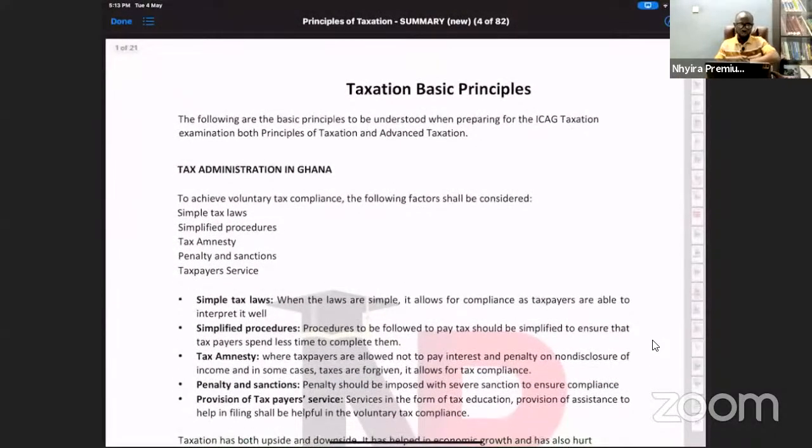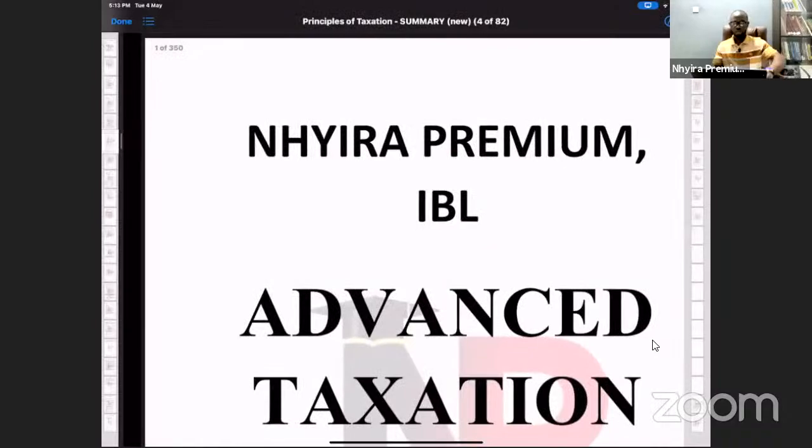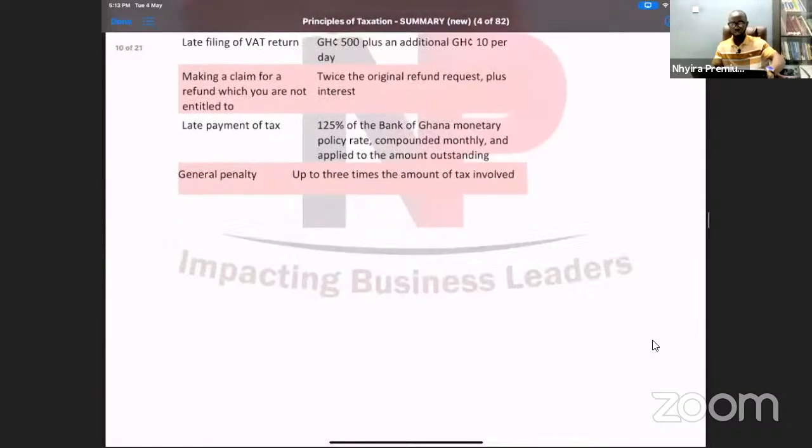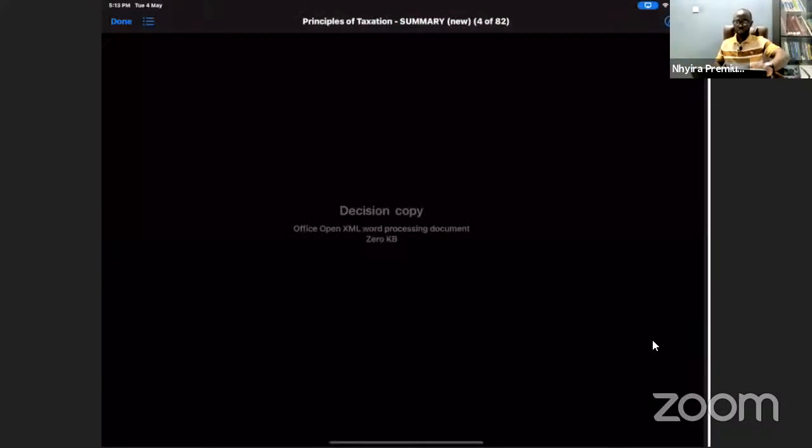So let me pull up my slide on that and maybe show you exactly what I mean. So let me share my screen. Okay, I guess it's coming up. Now, this is a document I did for our students who are writing taxation and advanced taxation. A lot of the things that are critical that you need to know are in this file.